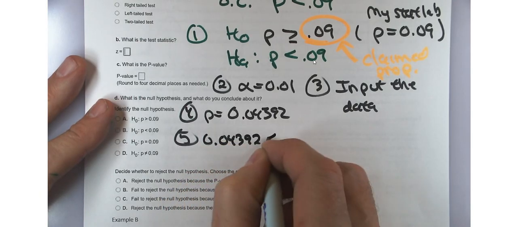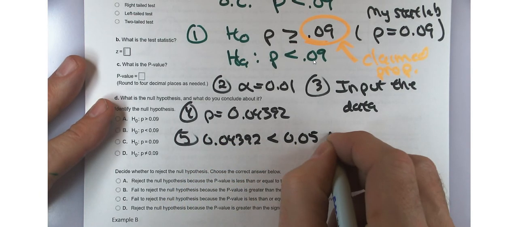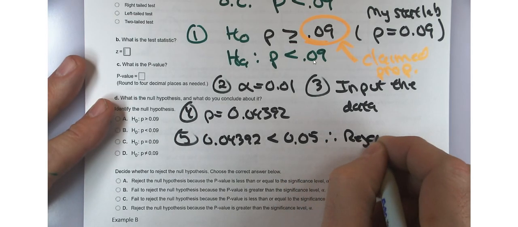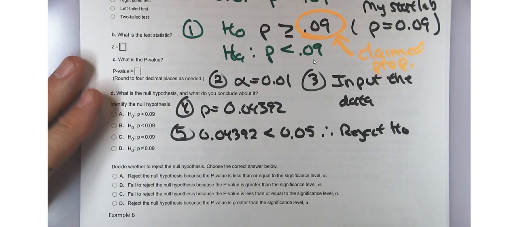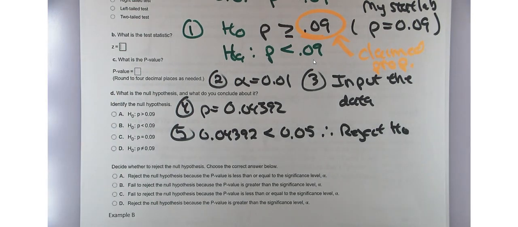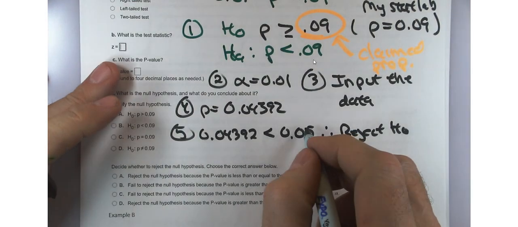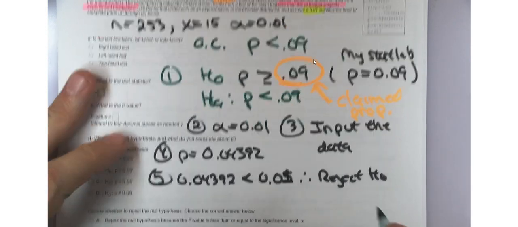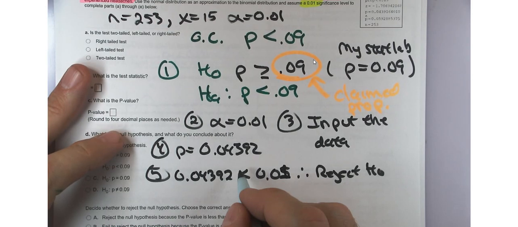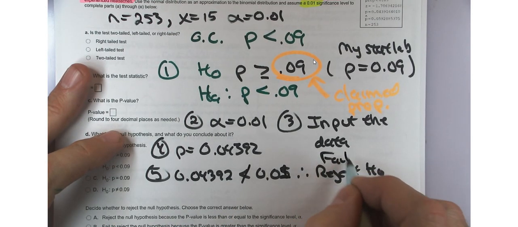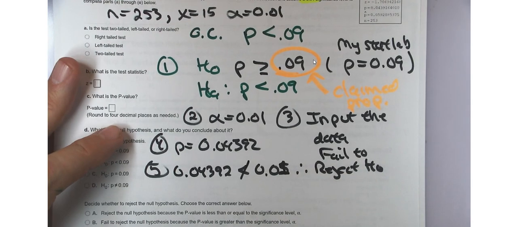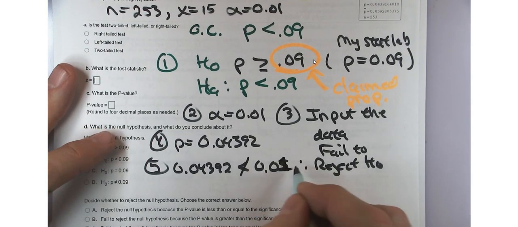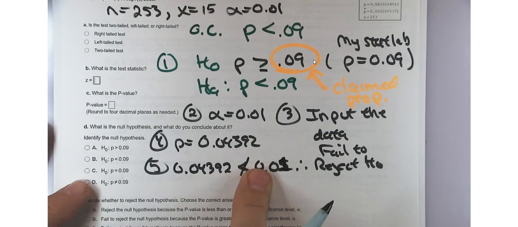0.04392 is less than 0.05, therefore reject H naught. Oh, is it 0.01? That's right. Yeah, I'm sorry. I get in a little groove here because... No, Christine is right. The alpha is 0.01, so the p-value is greater than alpha. So we're not going to reject. Failed to reject. There we go, this should be a 0.01. This is not true. This is bigger than that, so you fail to reject.